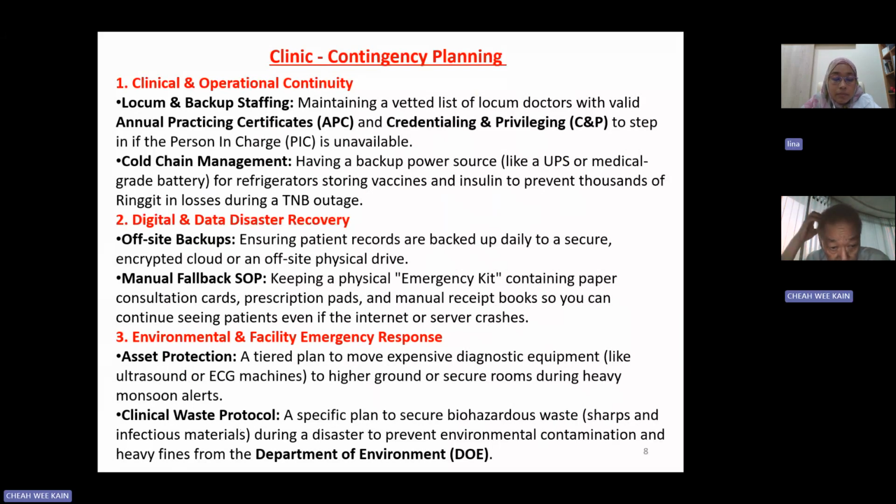And then the next one is the clinical waste protocol. Sharps and needles, to prevent contamination, heavy fine from the department. So this is contingency planning. Normally, once you have done some of them already, you no need to do them again.